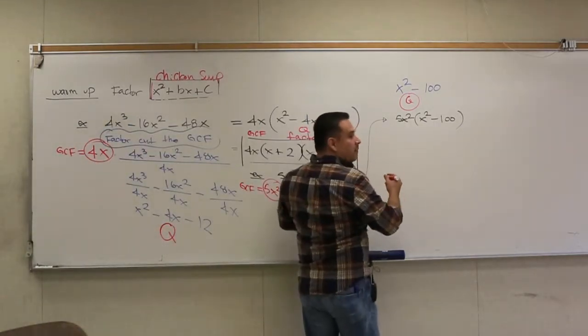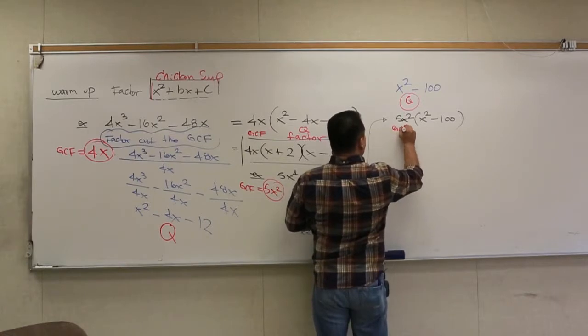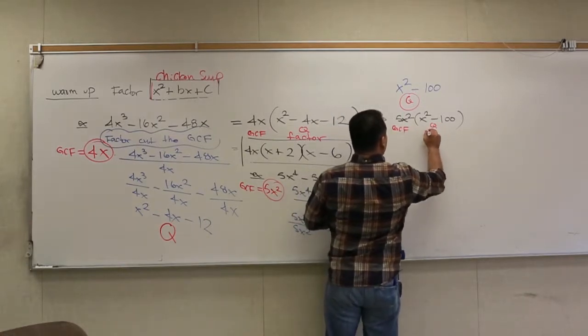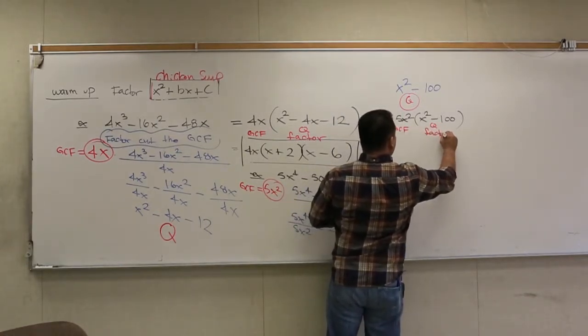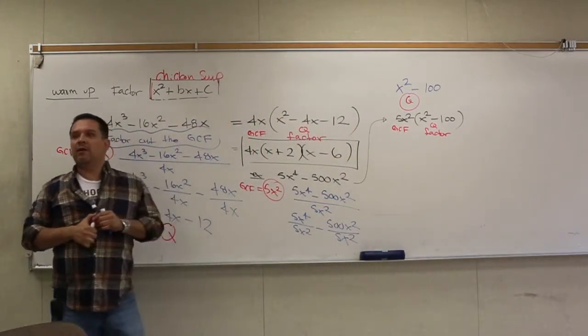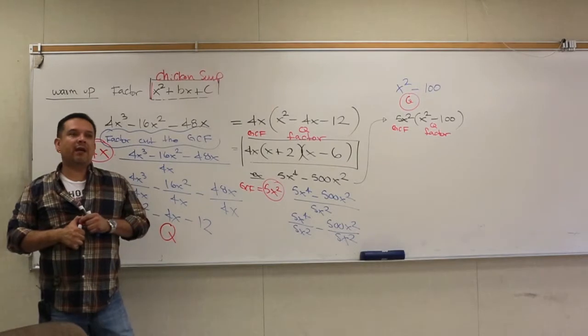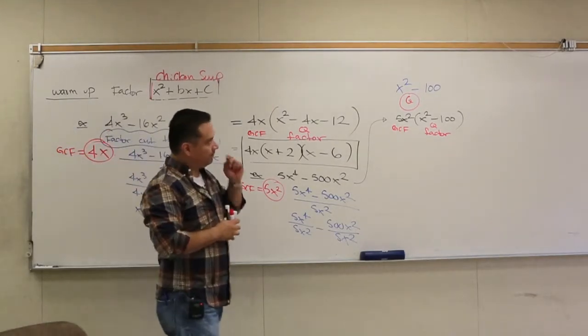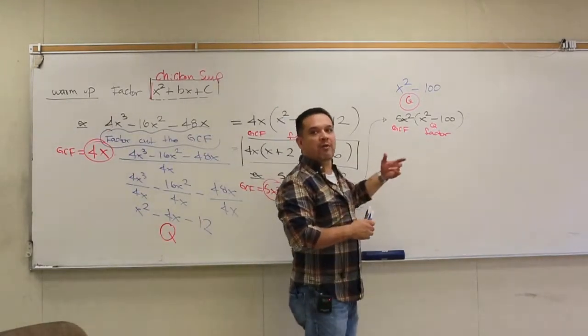So I'll write it down. Greatest common factor. Quotient. What do you do with that quotient? You factor that. Okay? And then, let me ask you this. Now could you think of the ghost?